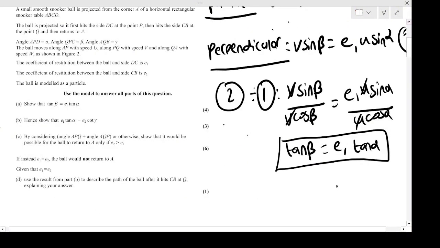So this is where the challenging part of the question really comes into play. Now I'm told for part C, by considering the angle APQ and the angle AQP, or otherwise, show that it would be possible for the ball to return back to A only if E2 is greater than E1. Nicely, they've given us a starting point to work with. So we need to consider these two angles, angle APQ and angle AQP. So let's look at my diagram and mark them.